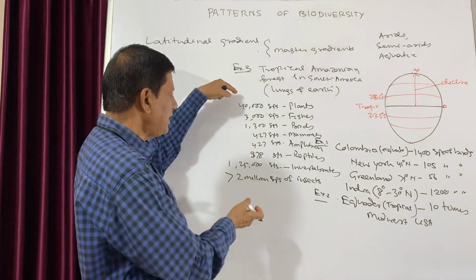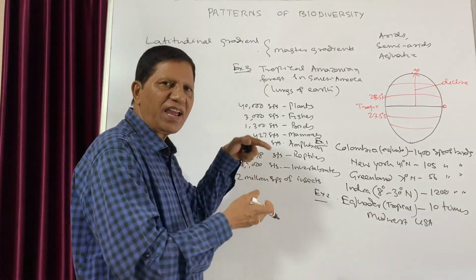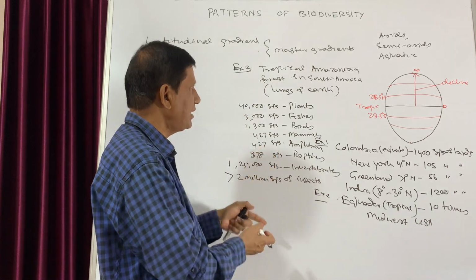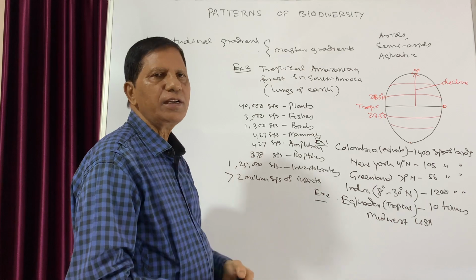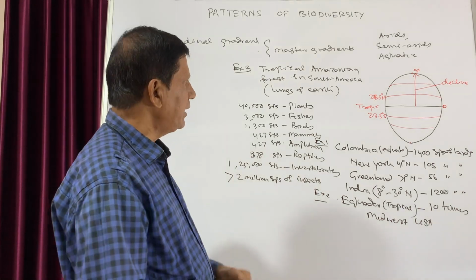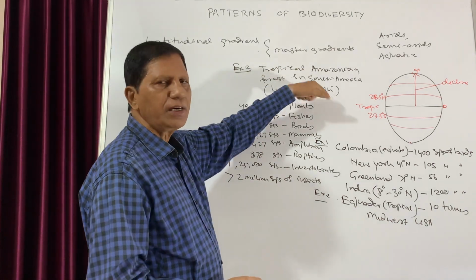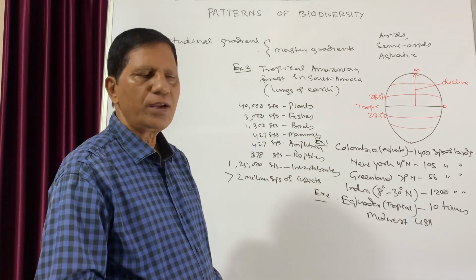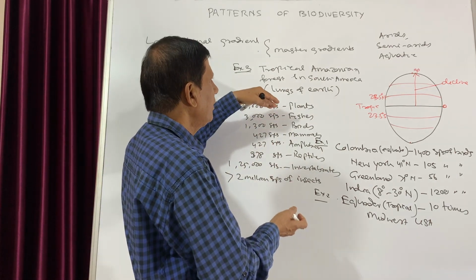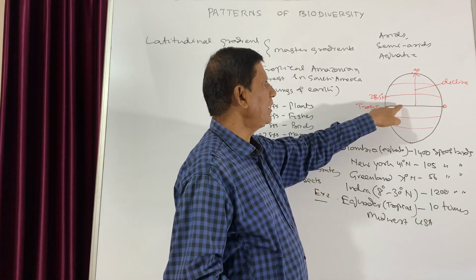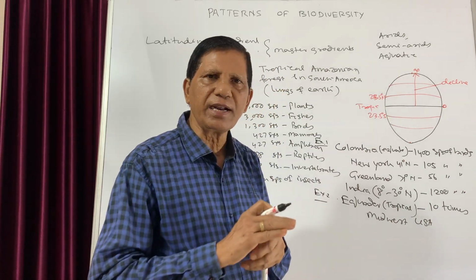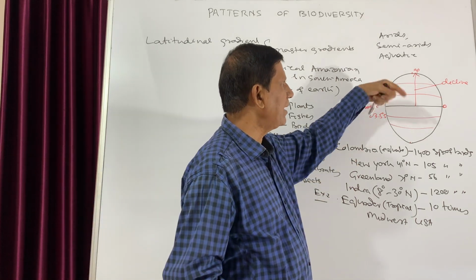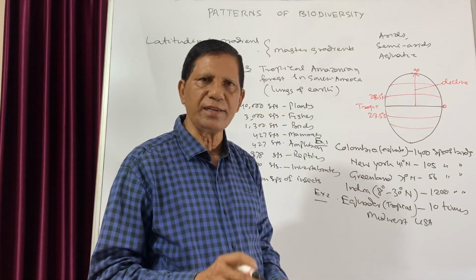That means from this you can imagine how much biological diversity is present in the tropical Amazon forest located in South America. It depends upon this, because it is located in the equatorial region. So when we proceed from the tropical area, from the equator toward the poles, gradually there will be a decline, and in the alpine and subalpine areas it will be still less.